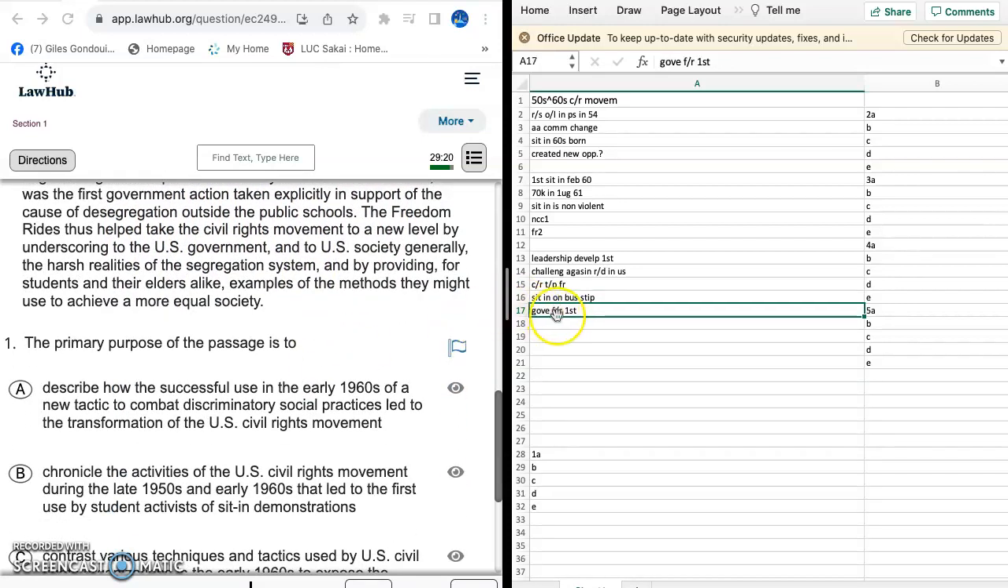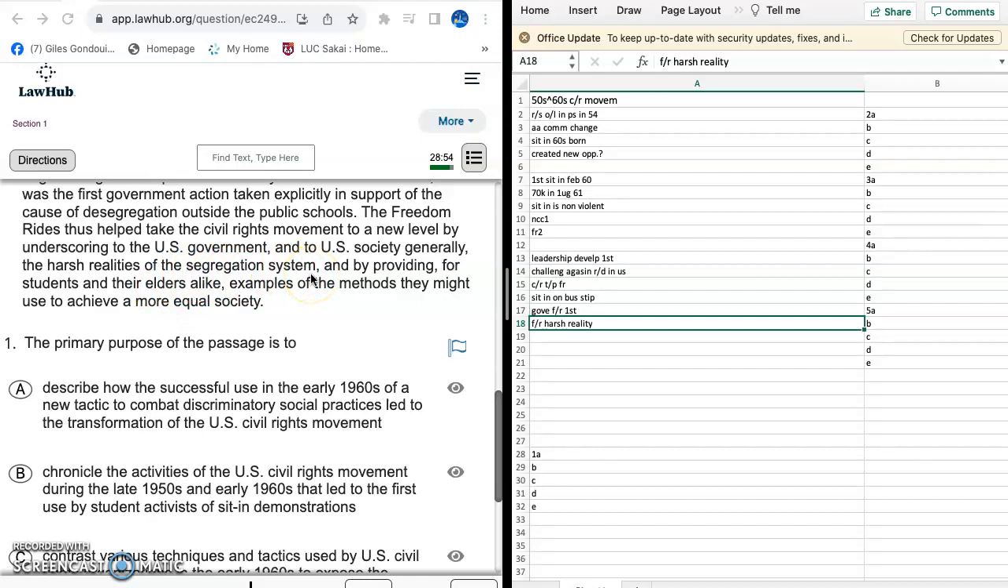So this government decided to do protection for the Freedom Riders for the first time. Not because the Freedom Riders were causing the violence, but because the violence was coming from the other side. So that's why the government decided to do protection of safety for the Freedom Riders. The Freedom Riders thus helped to take the civil rights movements to a new level by underscoring to the U.S. government and to U.S. society generally the harsh reality of the segregation system.